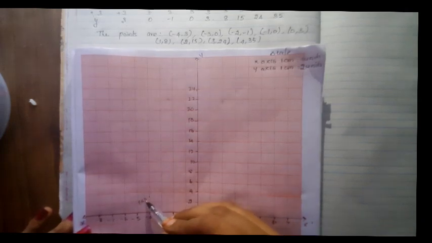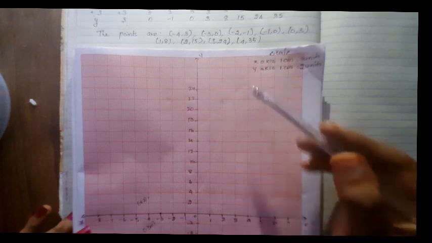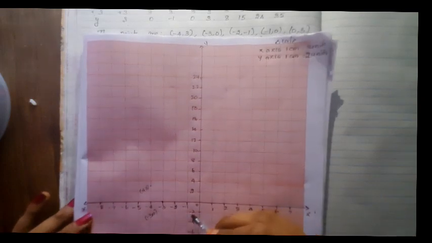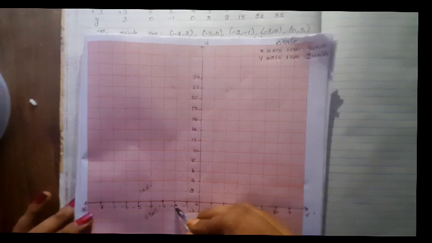Minus 4 comma 3. So next one is minus 3 comma 0. So minus 3 comma 0 will be on the line. Next one is minus 2 comma minus 1. I have taken this 2, so don't get confused. Minus 1 will be here. So minus 2 comma minus 1.